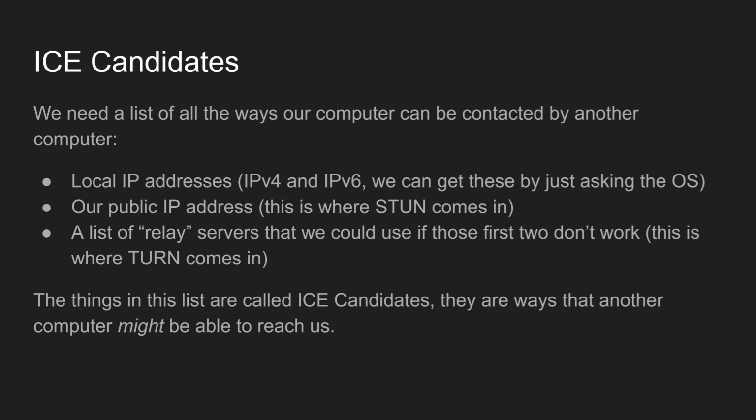And if none of those work, if we're two laptops that are on different home Wi-Fis, we're going to pass in a list of relay servers that we could use if those first two don't work. And this is where TURN comes in. I'll mention that in a moment too. So each of these possible ways that you could connect is called an ICE candidate. An ICE candidate is a way that another computer might be able to reach us.